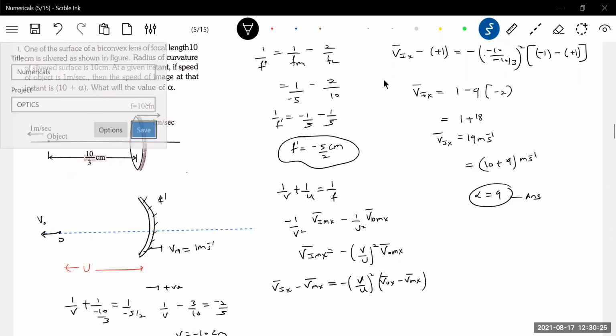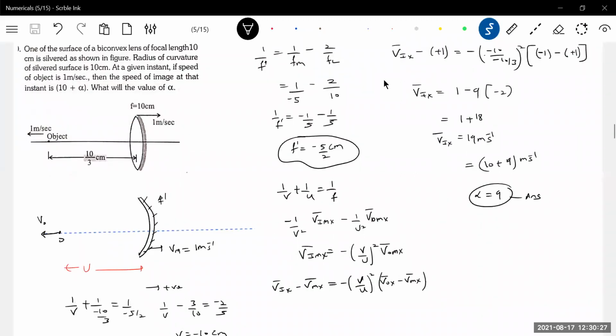Silver lens moving, nothing to do. Replace that effective silver lens with an equivalent concave or convex mirror, then come back to the spherical mirror concept and start working the problems.